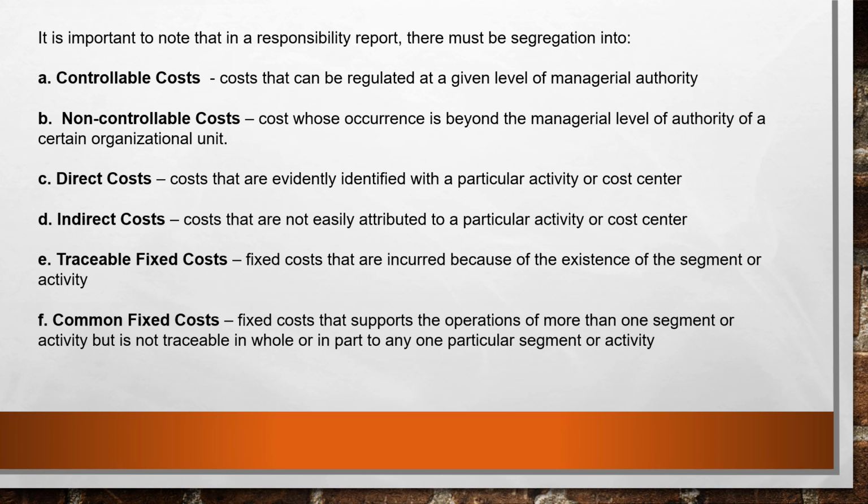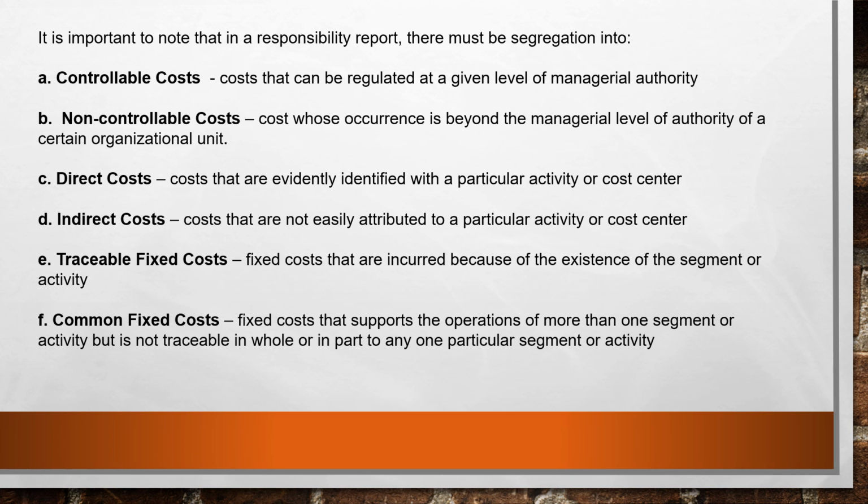Fifth, we have traceable fixed costs. These are the fixed costs that are incurred because of the existence of the segment or activity. In short, this cost will disappear if that segment will disappear. For example, we have a microchip division. If you eliminate the microchip division, then there will be no fixed salary for the microchip division manager. That is an example of a traceable fixed cost.